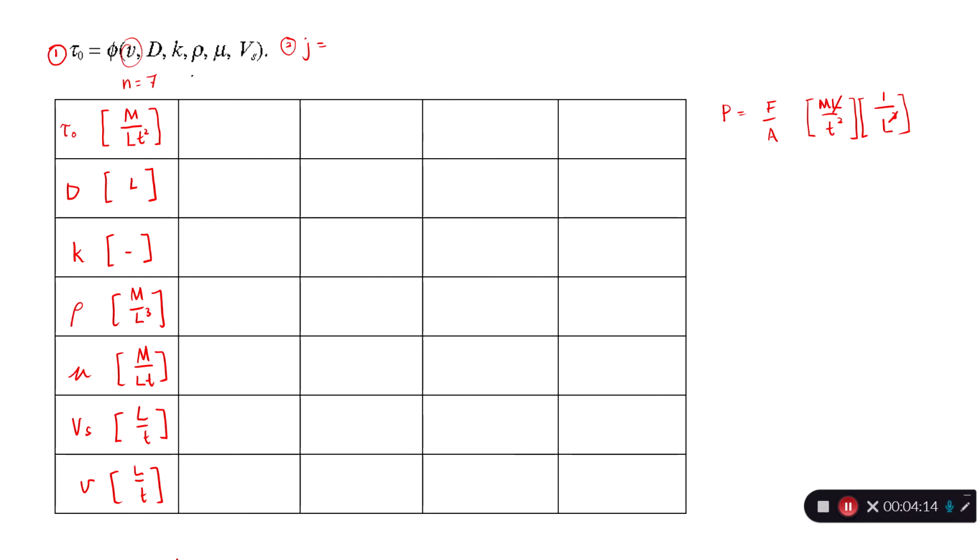Now the first step, we always get rid of length because we always have a diameter available in the problem. So get rid of length. So this will be tau naught times L. This will be gone. What about K? K is already a dimensionless parameter.